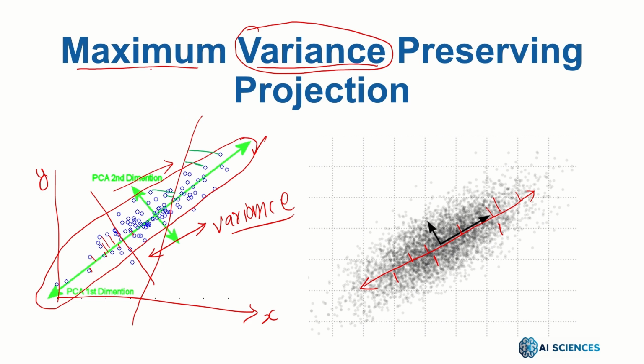So PCA can also be thought of as a maximum variance preserving projection. It finds a subspace that keeps the maximum variance, and here variance can be thought of as the amount of information that is there in the data, and we want to keep that amount of information in the data.